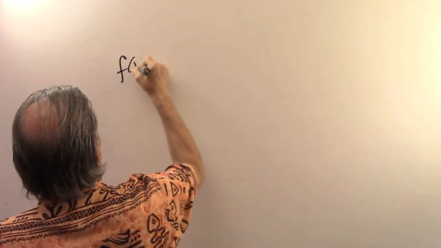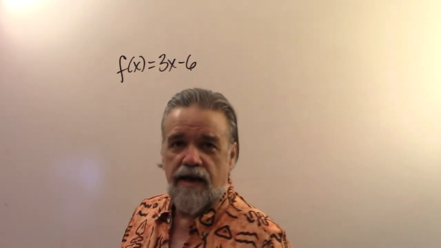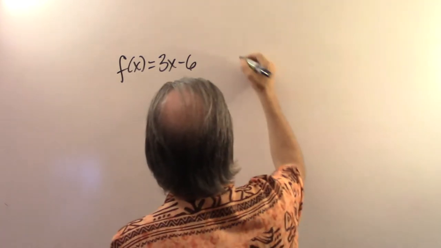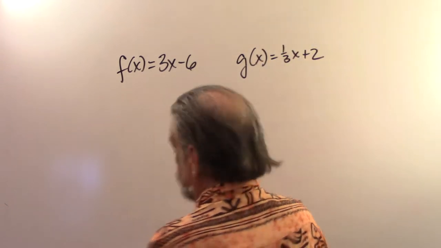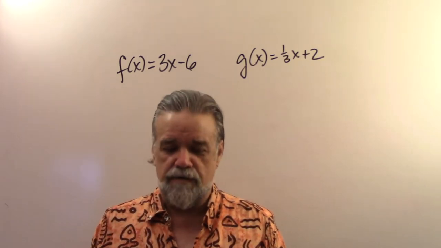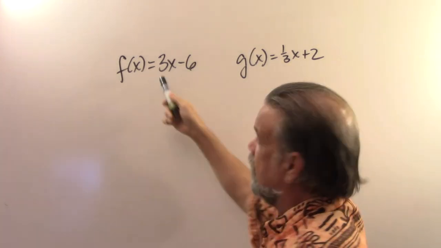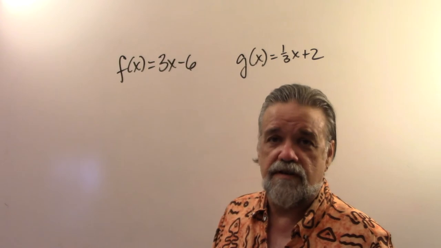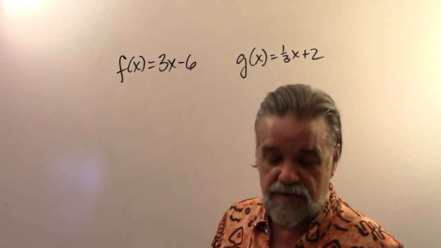Let me give you an example. Let's look at the function f of x equals 3x minus 6, and then let's look at g of x equals 1/3 x plus 2. Okay? f and g are inverse functions of one another. The reason is g of x undoes what f of x does, and f of x undoes what g of x does.